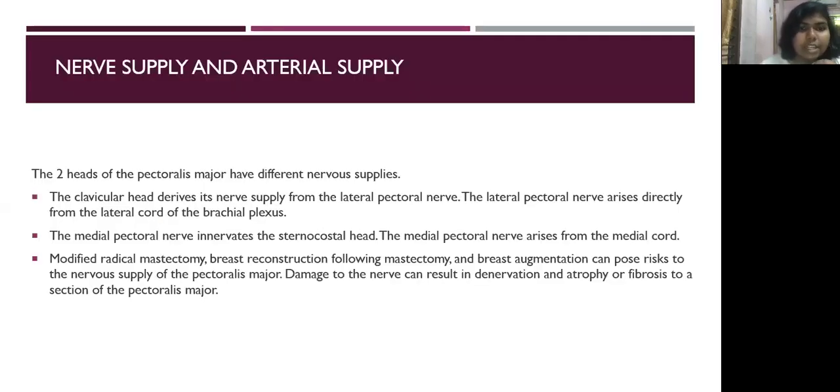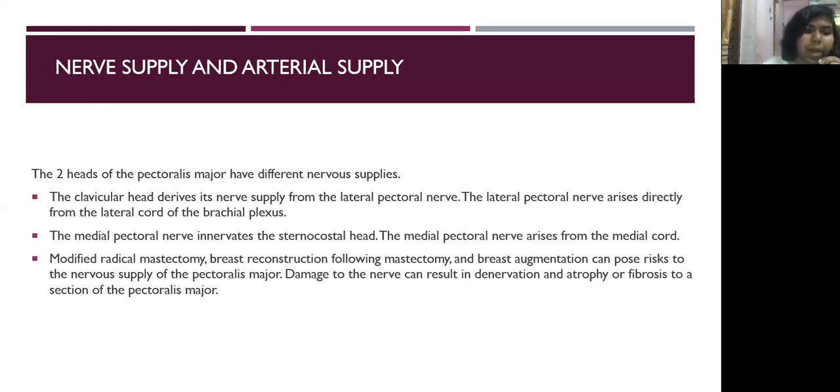Now let us see the nerve supply and the arterial supply of pectoralis major. The two heads of the pectoralis major have different nerve supplies. The clavicular head derives its nerve supply from the lateral pectoral nerve. The lateral pectoral nerve arises directly from the lateral cord of the brachial plexus. The medial pectoral nerve innervates the sternocostal head. The medial pectoral nerve arises from the medial cord.